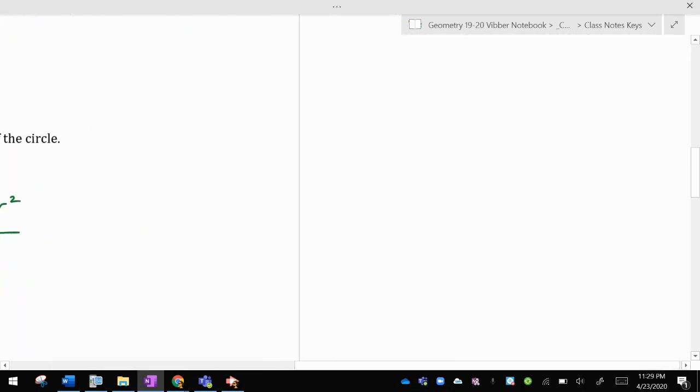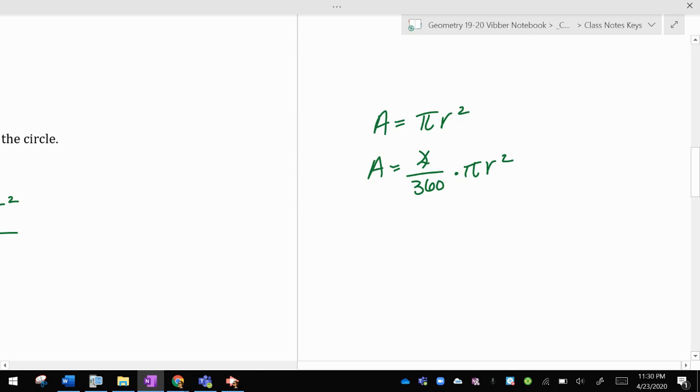Big picture, what did we learn? We learned that the area of a circle is pi r squared. And if you don't want a whole circle and you just want part of a circle, you just have to put the angle over 360 times pi r squared.